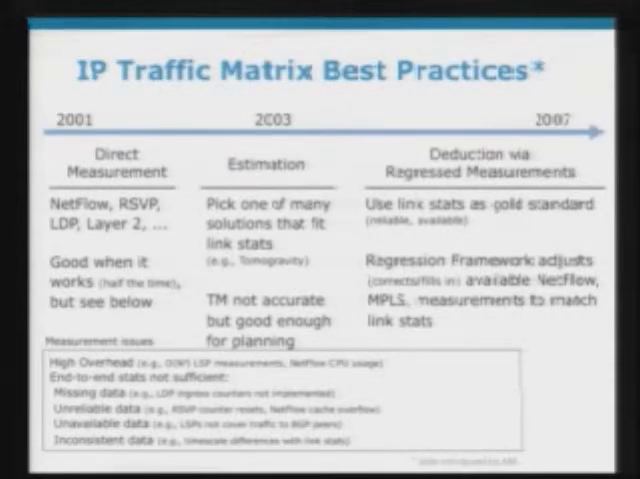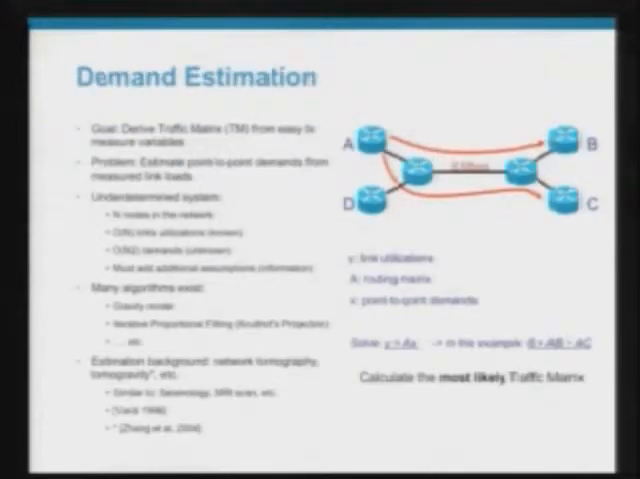The slide is slightly out of order, so I really should be describing what I mean by demand estimation. So again, let me go through it again. Do direct measurement. If it works, great. You're done. Stop. If you want to do something more, the next simplest thing would be to do a demand estimation, which is sometimes called tomogravity by the AT&T Labs folk. It's got different names depending on whose papers you're reading. And the demand estimation procedure is as follows.